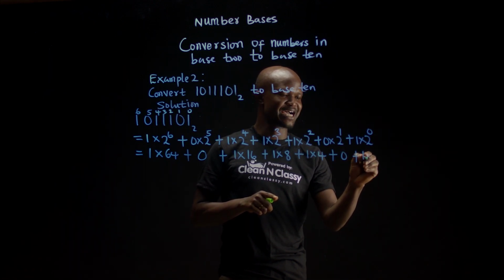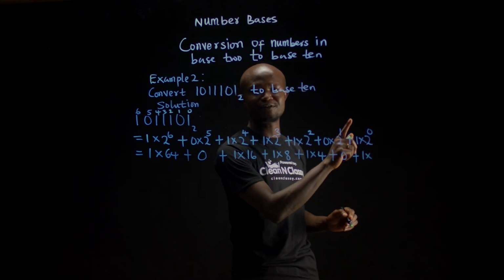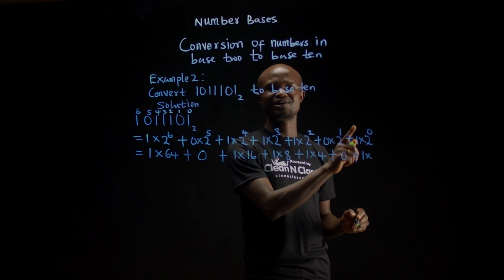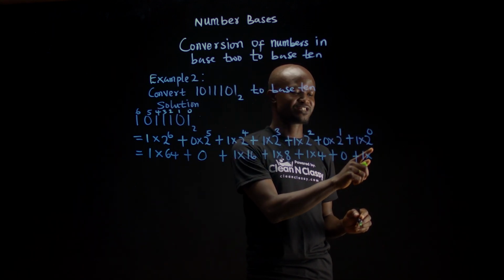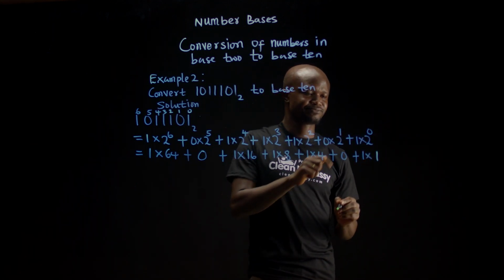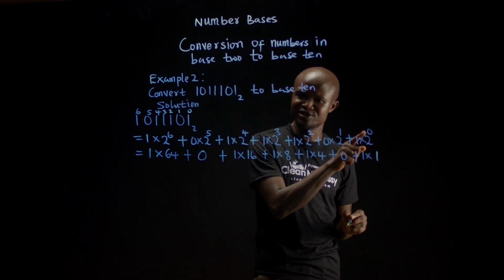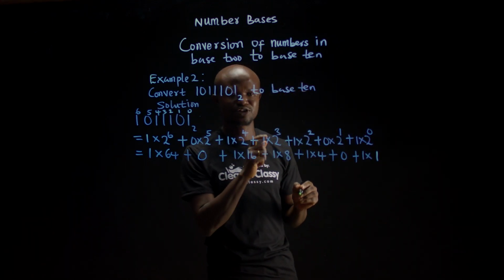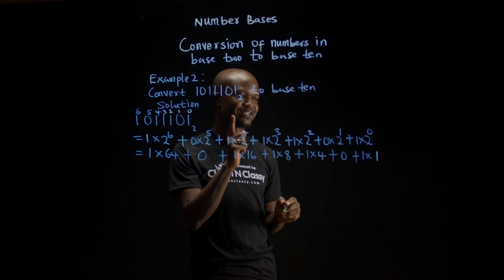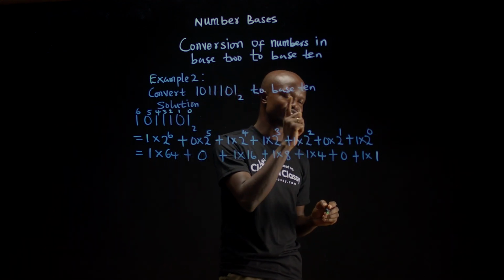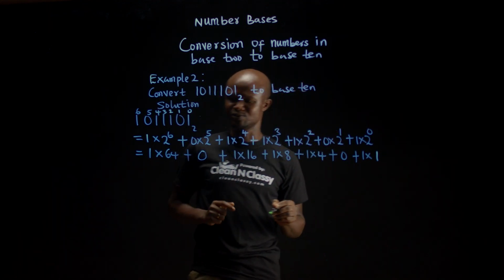Plus 1 times 2 raised to the power of 0. Any number raised to the power of 0 is equal to 1. So 2 raised to the power of 0 is 1, provided the base is not 0. 0 raised to the power of 0 is not equal to 1, but any other number raised to the power of 0 is 1. Please take note of that.